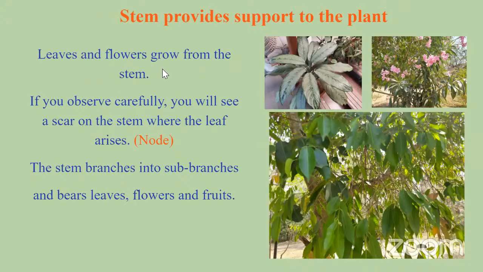Leaves and flowers grow from the stem, and these are aerial. What about the roots? So many plants are there, right? So from the base of the stem, roots will grow. If you observe carefully, you will see a scar on the stem where the leaf arises. That is called as node.